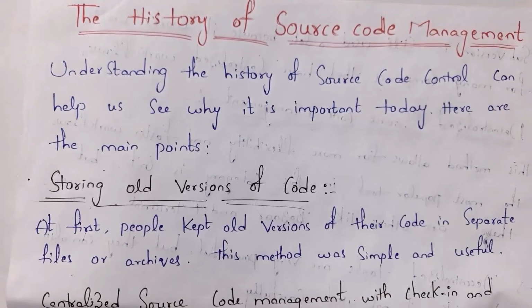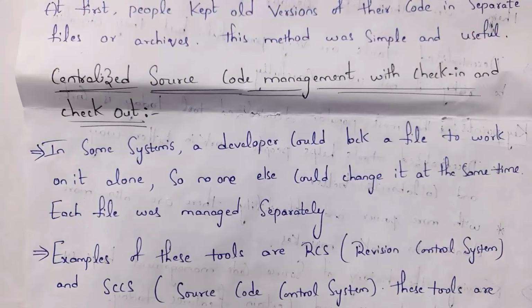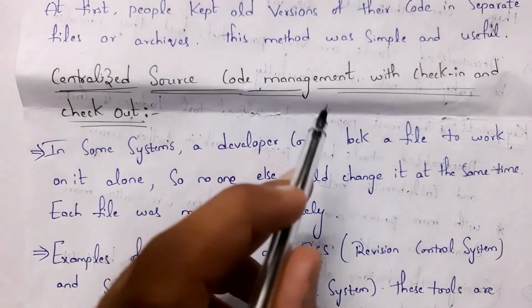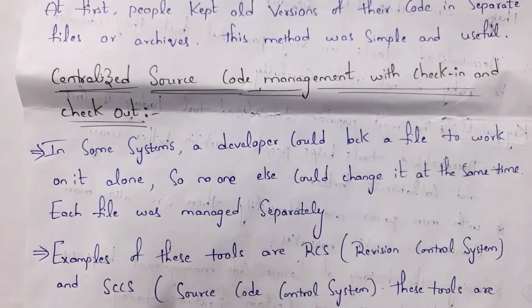Like that, people kept older versions of their code in separate files. And later on they used centralized source code management with check-in and check-out. Guys, centralized source code management is nothing but our complete code is stored in one particular location. So only one employee can access that code at a time. While one employee is accessing that code, the remaining employees cannot access it.